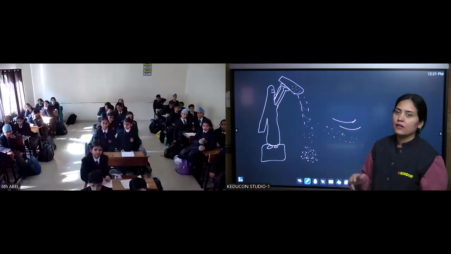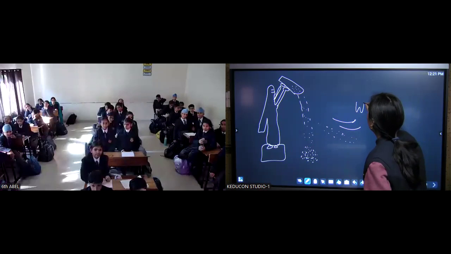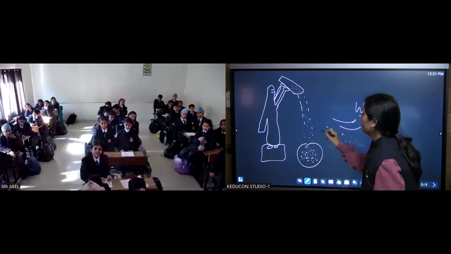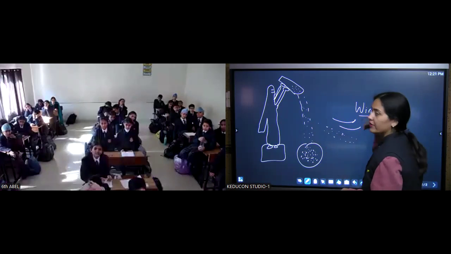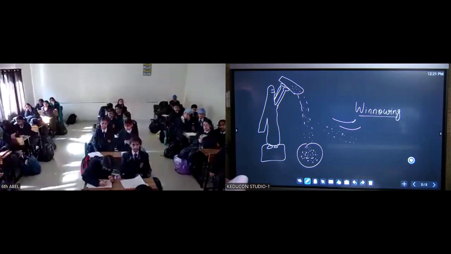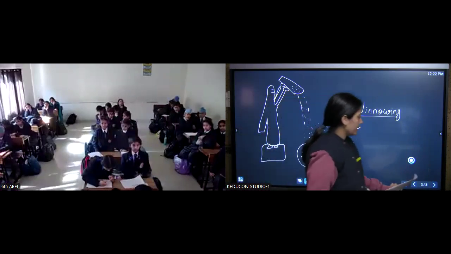Winnowing. Yes, it is winnowing. And what do we do in winnowing? What is different in winnowing? Husk and grain. The grain, being heavy, settles down here and the husk, being lighter, blows away with the wind. So it's a winnowing technique. Now coming to the second.